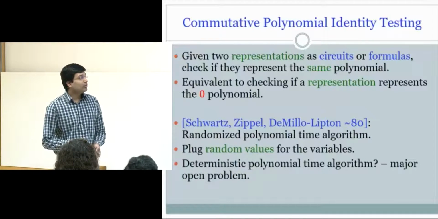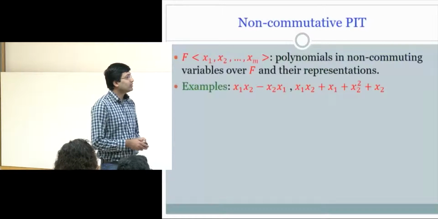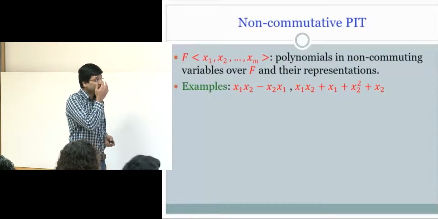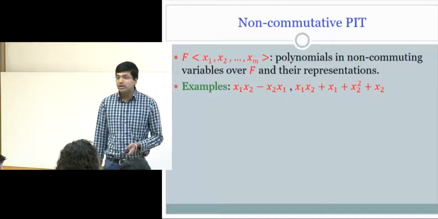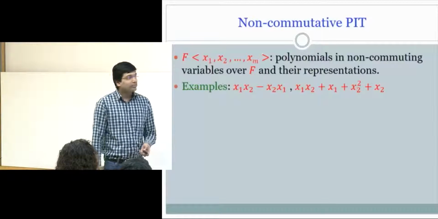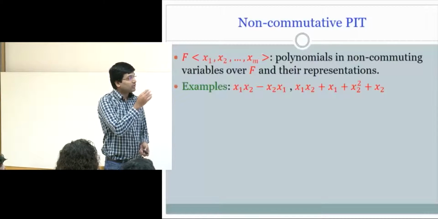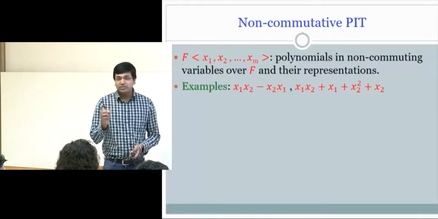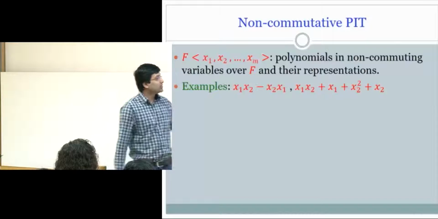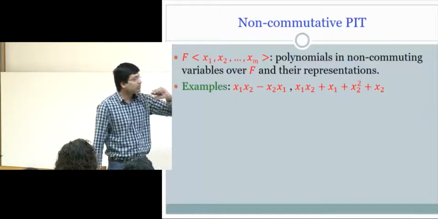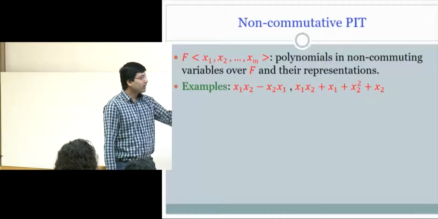Now I'll move on to the non-commutative setting, which probably fewer people know about. So what is non-commutative polynomial identity testing? Here the objects of study are polynomials in non-commuting variables x1 to xm over a field F, and we want to study their representations. It's worth noting that the variables are non-commuting among themselves, but they still commute with the underlying field. An example of such a polynomial is x1 x2 minus x2 x1. This is the zero polynomial in the commutative case, but it's a non-zero polynomial in the non-commutative case.